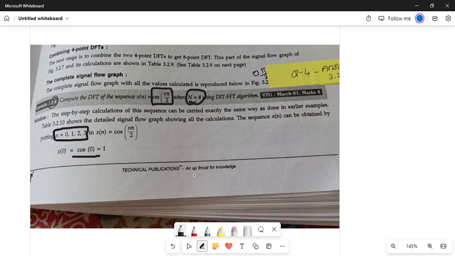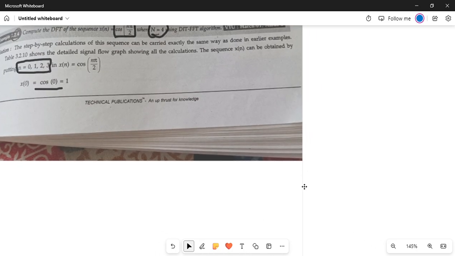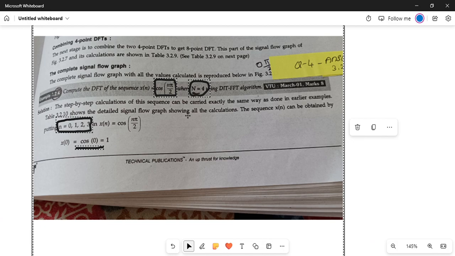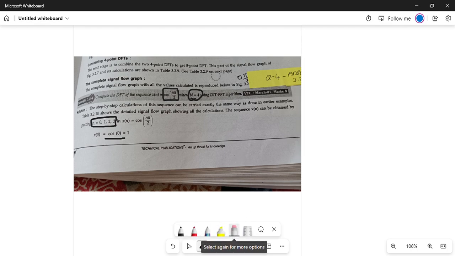So now this one is over, so let me have the other one. Okay, I'll just minimize this. Yeah, I'll just delete this. I guess you know the question, right? The question is cos(nπ/2) with n equal to 4, and you're substituting the values of n equal to 0, 1, 2, 3, right? I guess you know this much. So now let me have another book, just a minute.